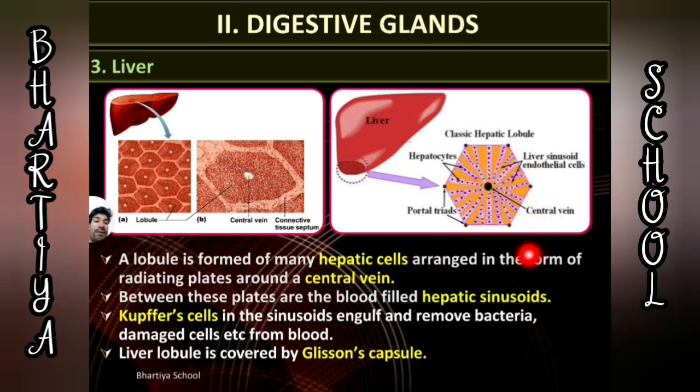The liver lobule is covered by Glisson's capsule. So each lobule of the liver is covered by Glisson's capsule. It is the main characteristic feature of the human, mammalian liver.